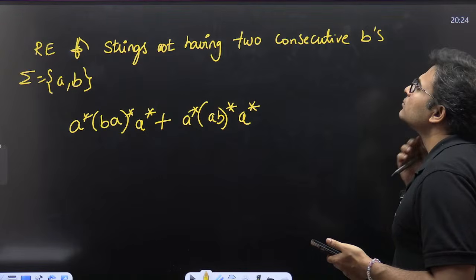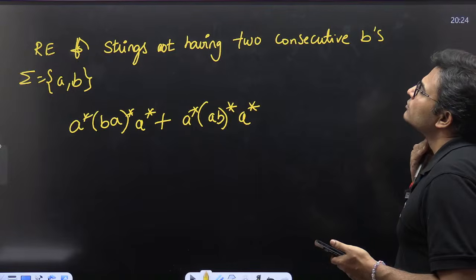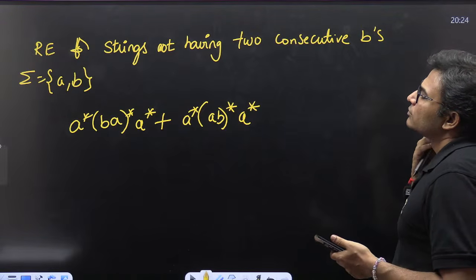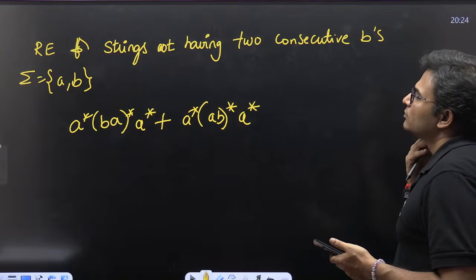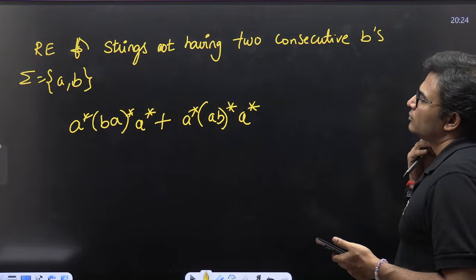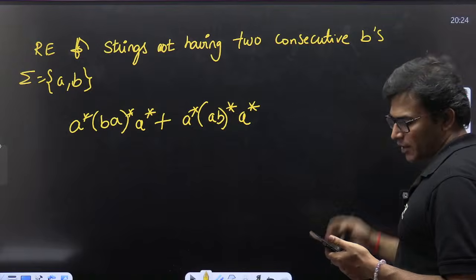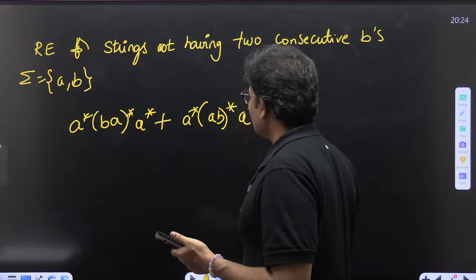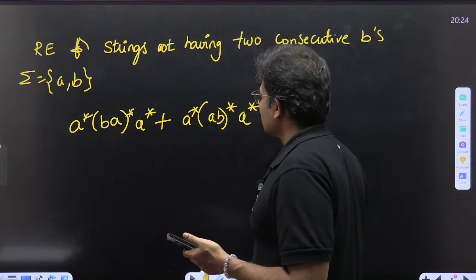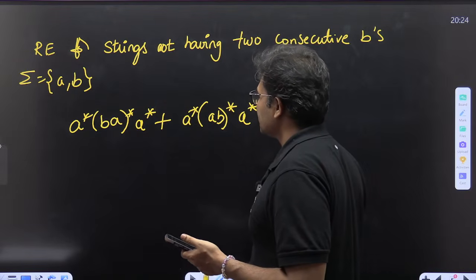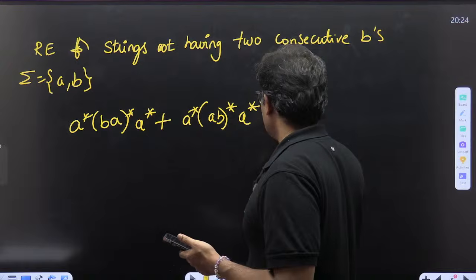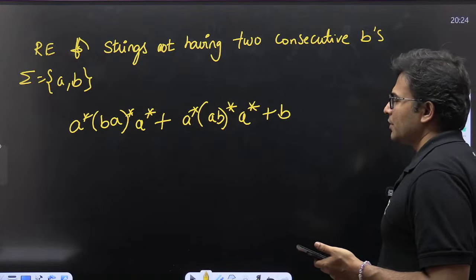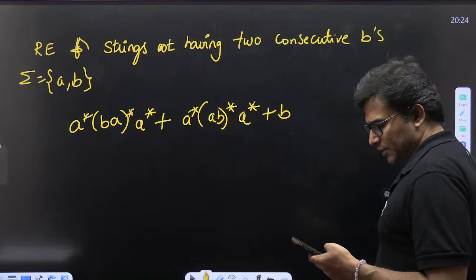Right. I think this is right. Hmm, single B is not there. Okay, let me put single B. Whenever B is generated, yeah, I think this is right.